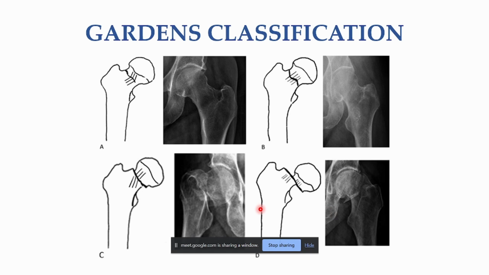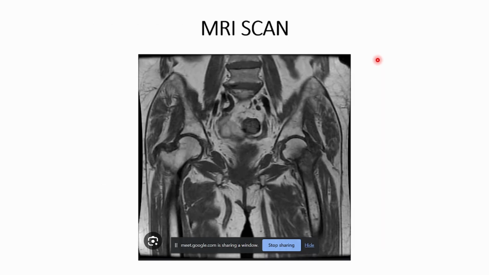This diagram shows the Garden classification for femoral neck fracture. In this classification, we can see that grade 3 and grade 4 fractures are pretty clearly visible on X-ray imaging. But hairline fractures or occult fractures might often go unnoticed because they are very subtle on the X-ray. In such cases, we may need to use MRI scanning. So this is the image of MRI scanning.